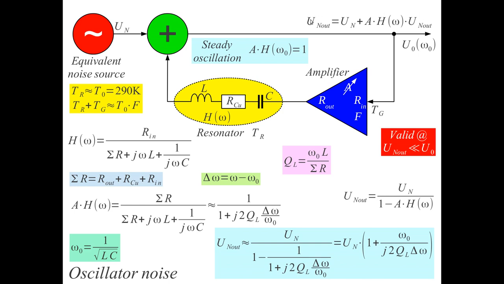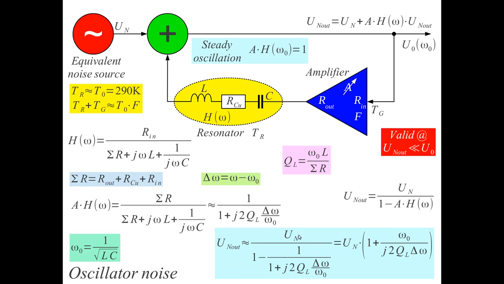We can now try to invert this equation to express the output noise voltage just from the input noise voltage. This happens if I invert this equation, and now I insert in this equation A times H of omega under the assumption that the Barkhausen criterion holds. If this assumption holds, and if I calculate the feedback here, I get this expression for the output voltage.